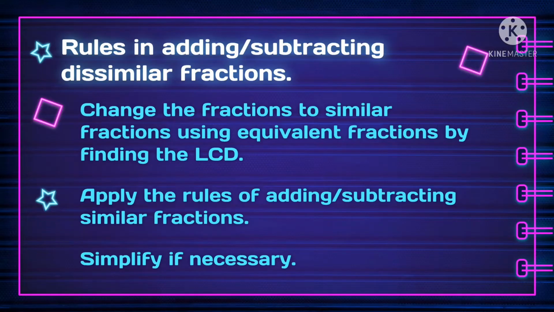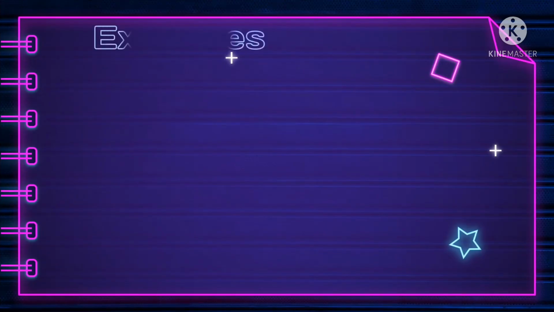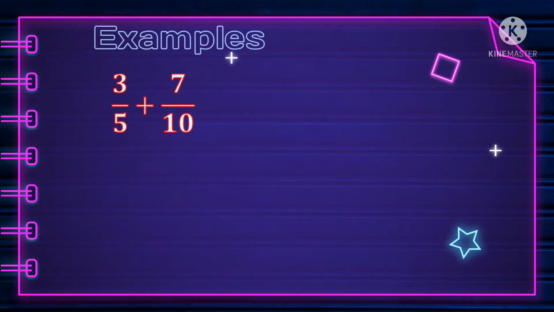Okay, so let's have this example. We have 3/5 plus 7/10. As you can see, they have different denominators, so we consider them as dissimilar fractions. So ang rule natin is i-change muna natin itong dissimilar fractions into similar fractions by finding their LCD. So ang LCD ng 5 and 10 ay 10. 'Di ba? So ito na yung pinaka least common na denominator.